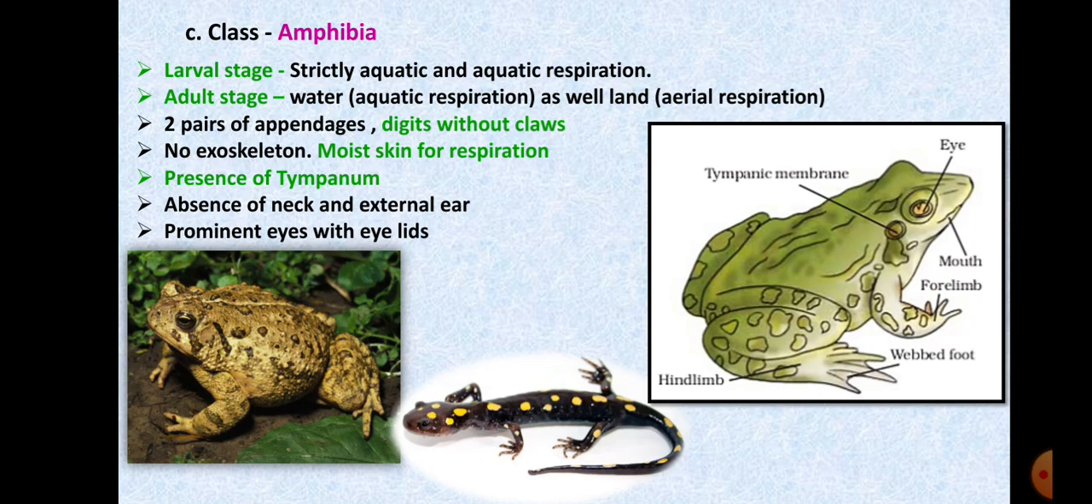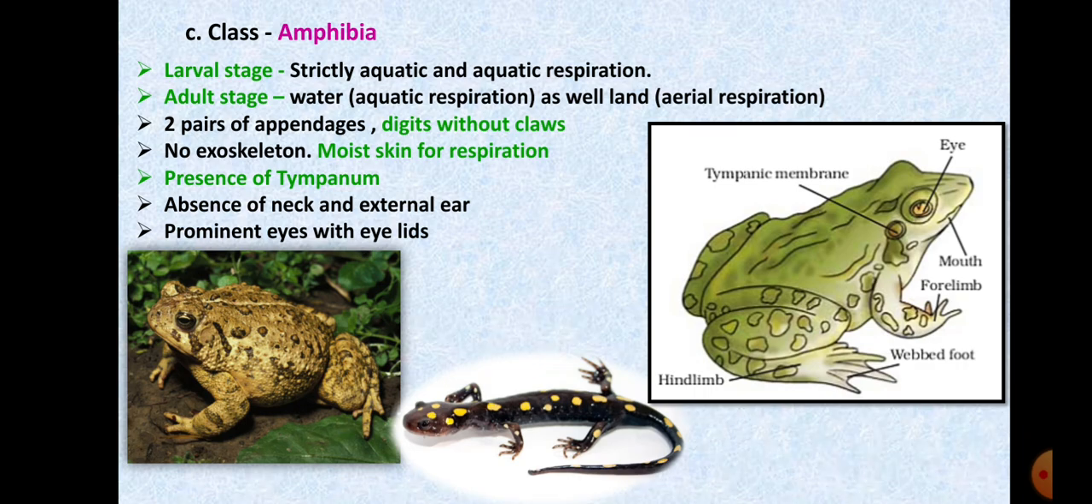So you might have observed that during the rainy seasons you will see more frogs and snakes on the land, whereas otherwise these frogs and snakes go underground during extreme summers, right? Because they do not have the ability to resist these temperature changes. Now coming to amphibians, during the larval stage they are strictly aquatic, and since they live in water, they respire in the water only.